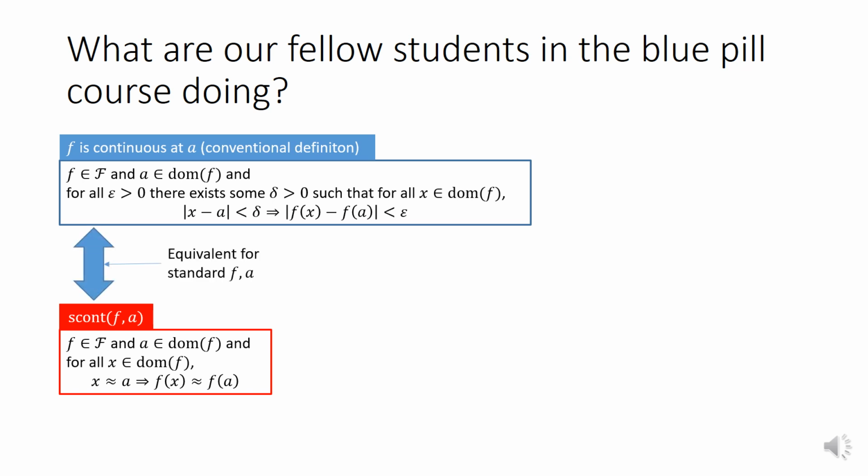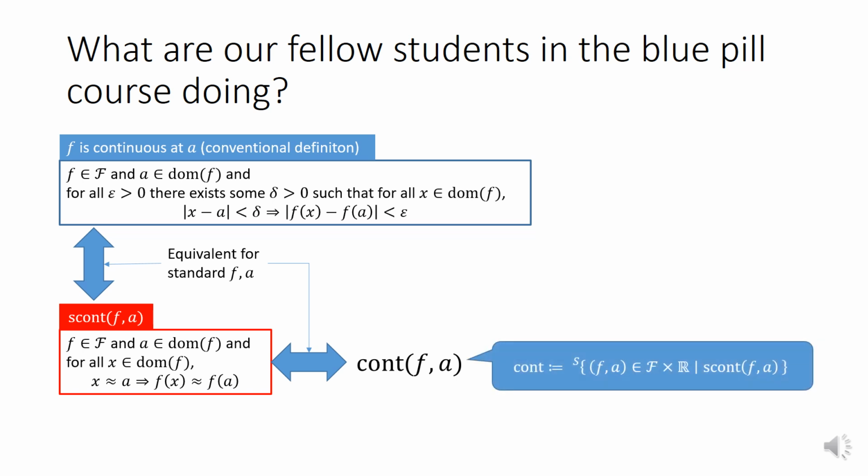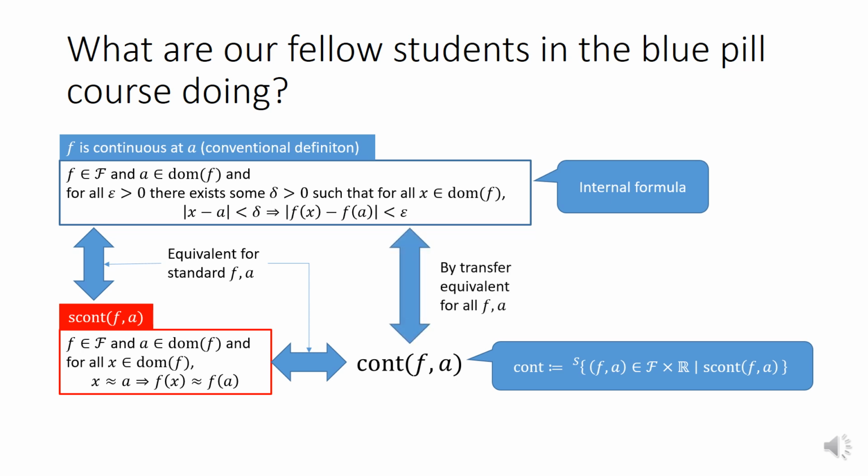It can be shown that S-continuity and conventionally defined continuity are equivalent for standard parameters f, a. Our definition of continuity is also equivalent to S-continuity for standard parameters. Recall that we defined continuity through standardization based on S-continuity. Since the conventional definition is an internal formula, it is then, by transfer, equivalent to our definition for all f, a. We note the continuity definitions in the red and blue pill courses are completely equivalent.